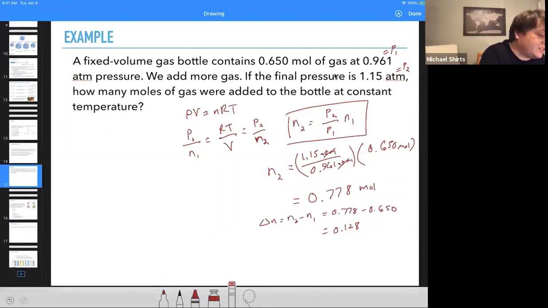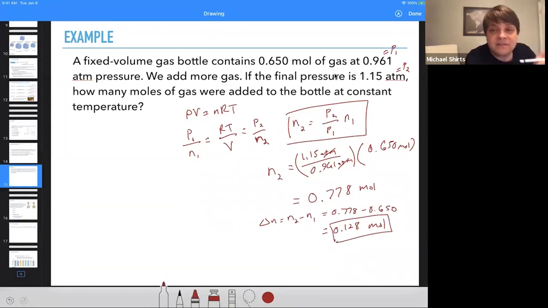So given that change of pressure and given the initial number of moles, we can figure out the number of moles that were added. So I didn't have to worry about Charles' law, Boyle's law, or anything. I just used the ideal gas law and identified what was constant.